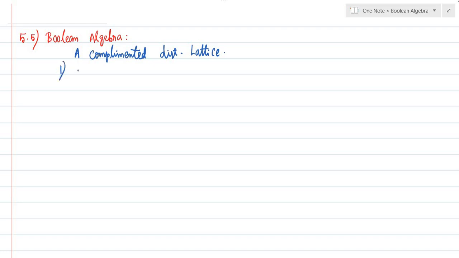The first property is the commutative law. Actually, this one we already discussed in the 4th unit also. When you take two elements A, B belonging to the set B, A plus B is equal to B plus A. This is with respect to addition. Similarly, A dot B is equal to B dot A with respect to multiplication.